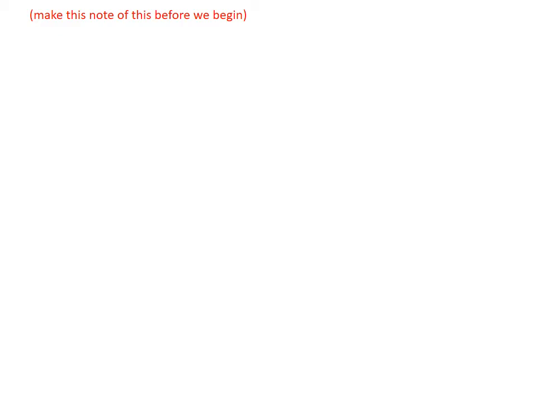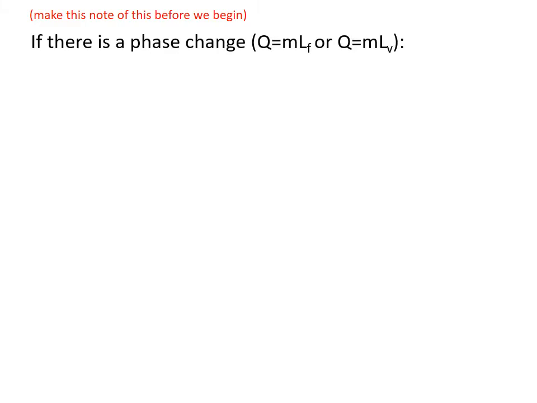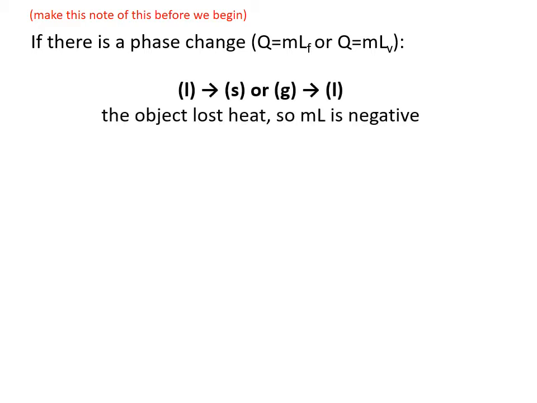I want you to make this note before we begin the lesson, before we start taking down the examples. Place this note on your pink sheet, or in your notes, or in both. If there is a phase change, Q equals mLf or Q equals mLv, the object, if it's losing heat, the mL value is going to have to be negative.